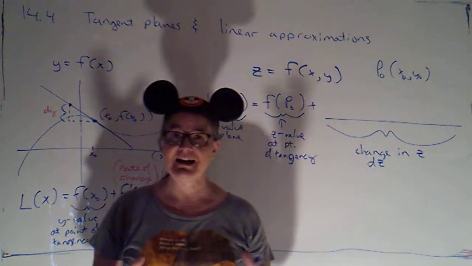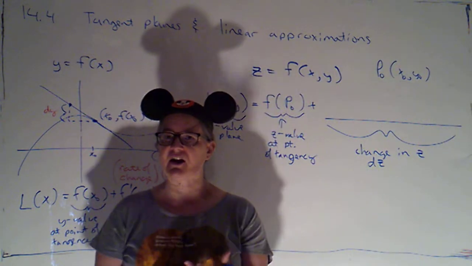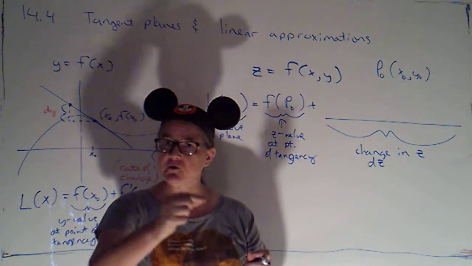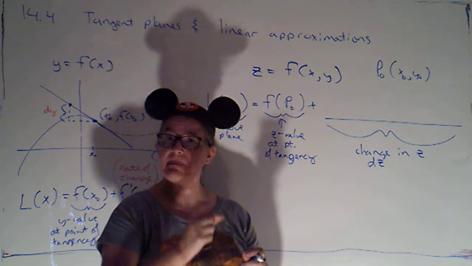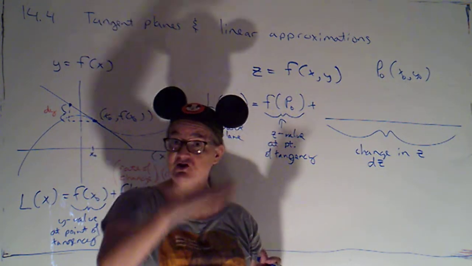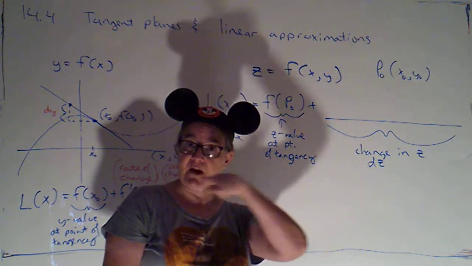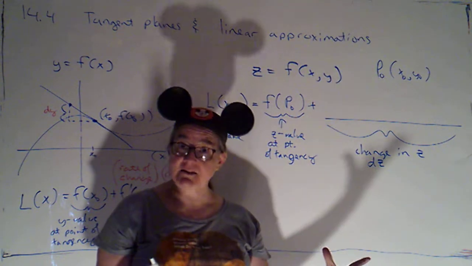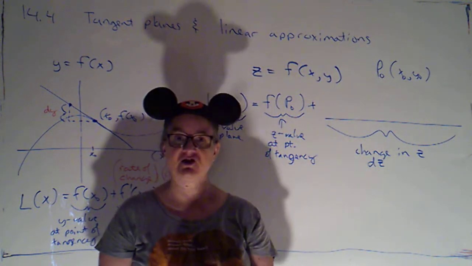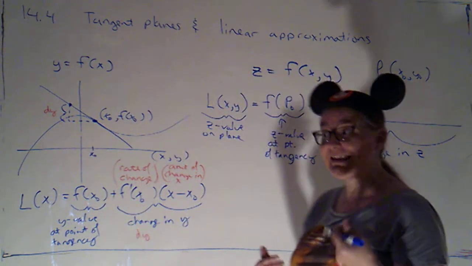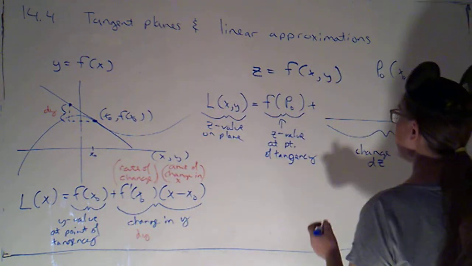there are two things that can contribute to the z value changing. I could change my x value, so I could move forward or back, and that could cause the z value to change. Or I could change the y value. I could move left or right, and that could cause the z value to change. So what I'm going to do is I'm just going to calculate each of those and add them together.